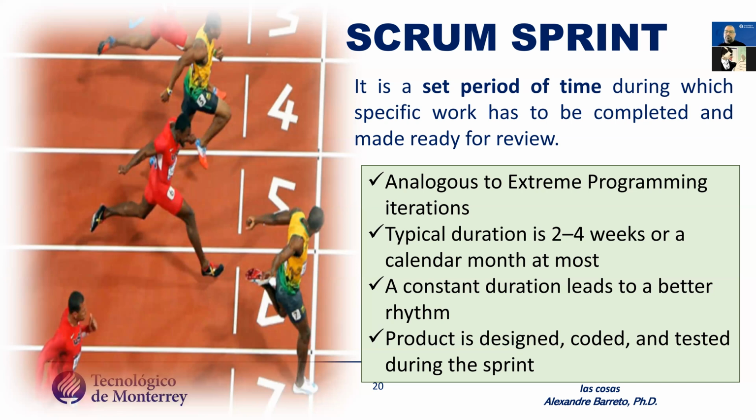A constant duration leads to better results. Okay, it's very important that you don't change the time. You start the Scrum project, and the sprint has 2 weeks. You keep 2 weeks until the end of the project. If you think, for your group, 2 weeks is not good, and you prefer 1 week, or it's much better to have 1 month, okay, nice, for the next project, not for this project.